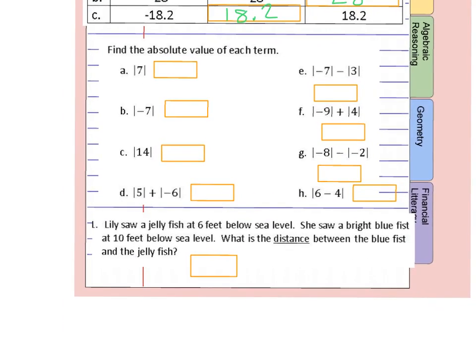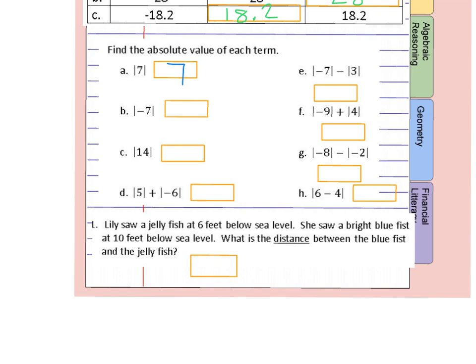Okay, this last section here, it says find the absolute value of each term. If you remember from the last slide, I said that those two up and down lines, those two parallel lines, are the symbols for absolute value. So the first one is asking us, what is the absolute value of 7? The absolute value of 7 is how many spaces from 0 7 is, and 7 is 7 spaces from 0.